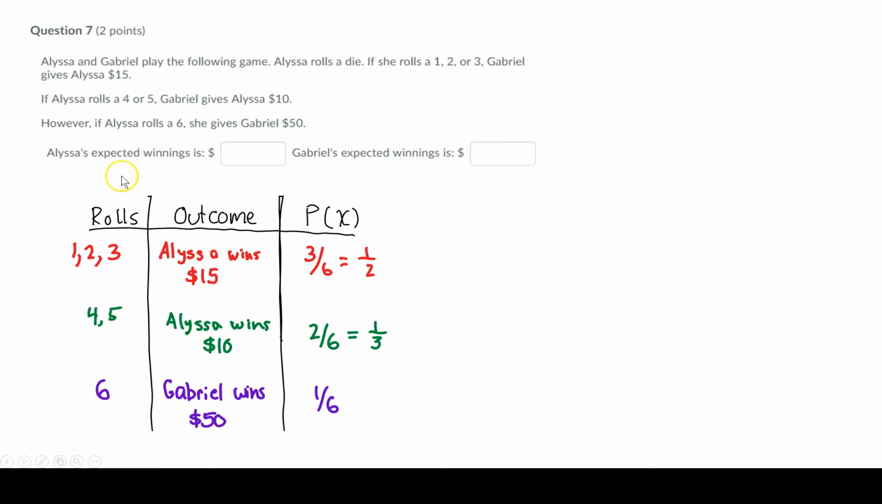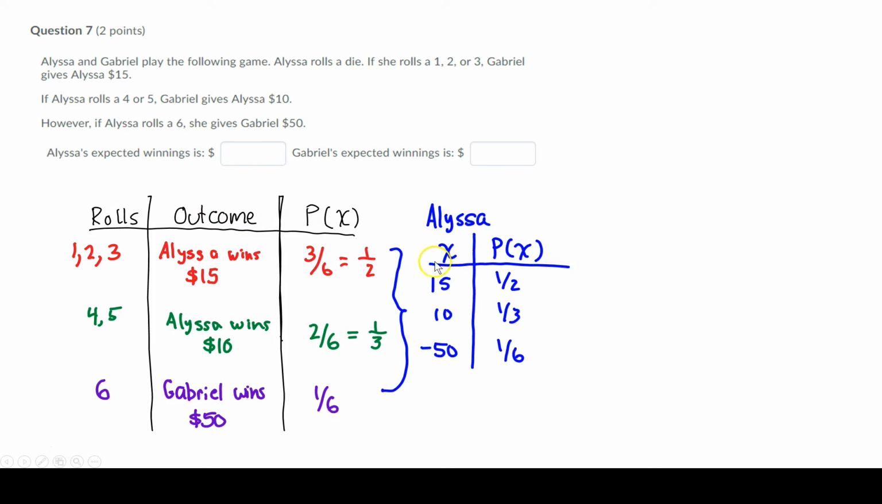So, expected winnings for Alyssa. I have to look at these more specifically because I have both of them according to what they both will win. When I look at Alyssa's expected winnings, I've got to look at only her outcomes. So for Alyssa, she can gain 15, that's a 1/2 probability. She can gain 10, that's a 1/3 probability. Or she could lose 50, which is a 1/6 probability.